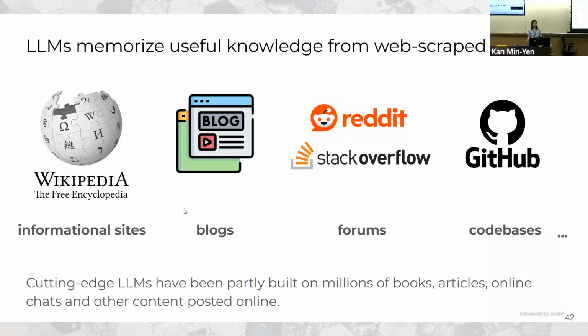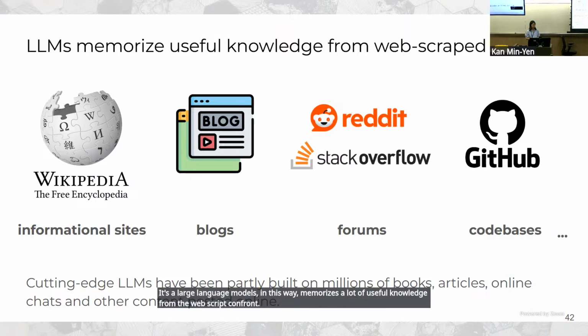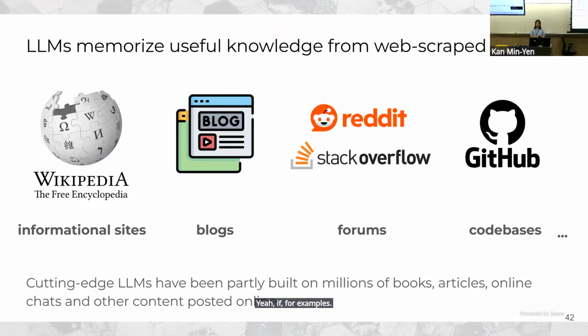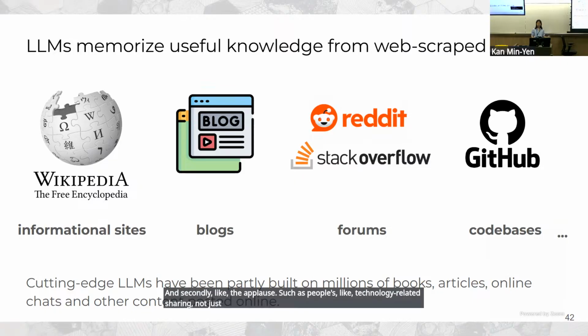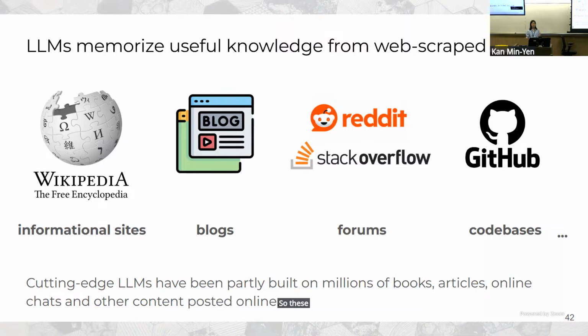So large language models in this way memorize a lot of useful knowledge from the web scrape Common Crawl. Here I give 4 examples. First, there are informational sites such as Wikipedia, which store a lot of text. Secondly, there are blogs, such as people's technology-related sharing or just web-related sharing. Thirdly, there are forums where people can have this crowd wisdom from their discussions. And then lastly, there is GitHub, for instance, code bases.